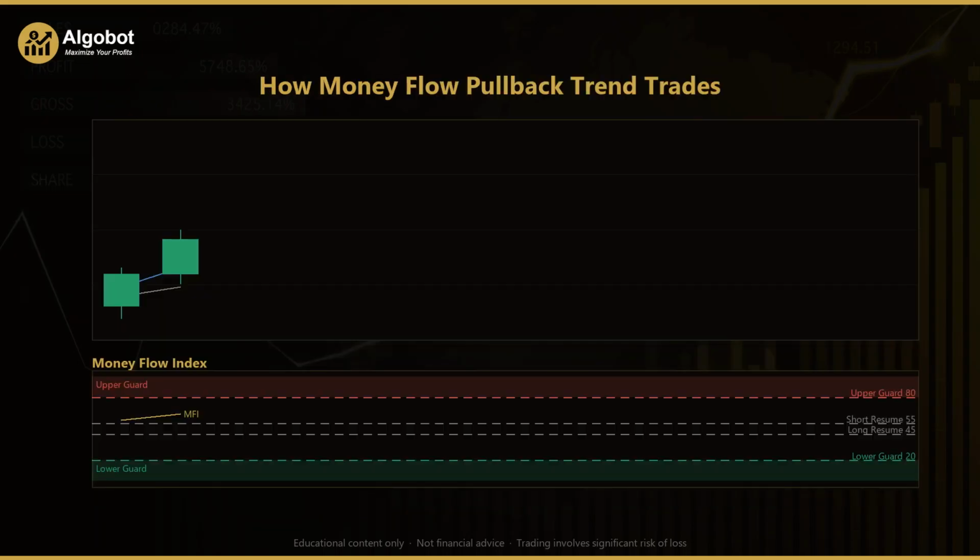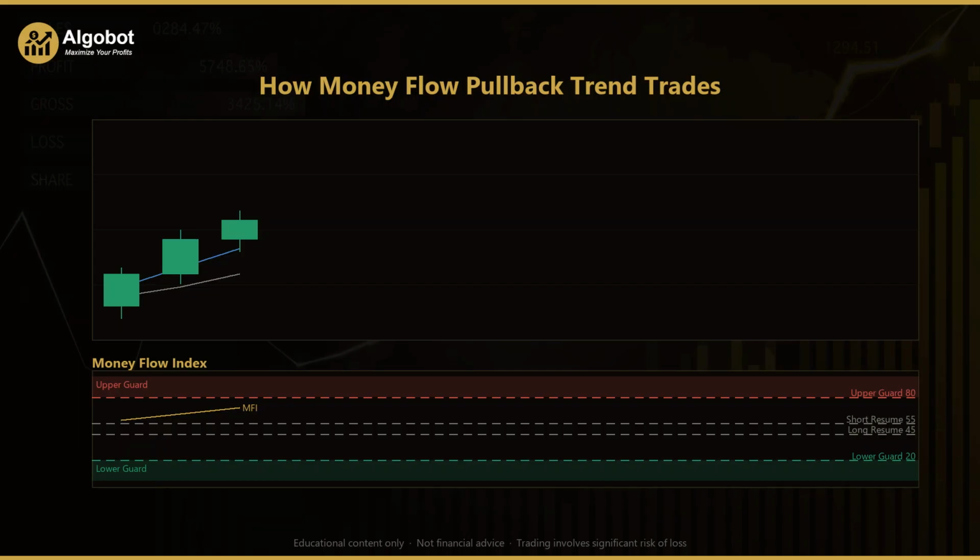Now let's bring the logic to life on a chart. On screen you can see a GPUST illustration. Riding on top of the candles are the 2 exponential moving averages, the fast 21 in blue and the slow 55 in gray. Below the price, in the lower panel, is the Money Flow Index, with its 45 long resume line, its 55 mirror line, and the upper and lower guards at 80 and 20.